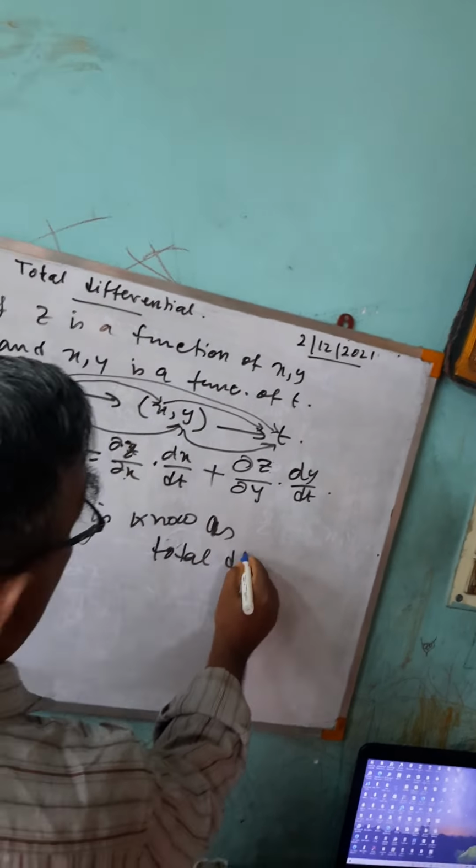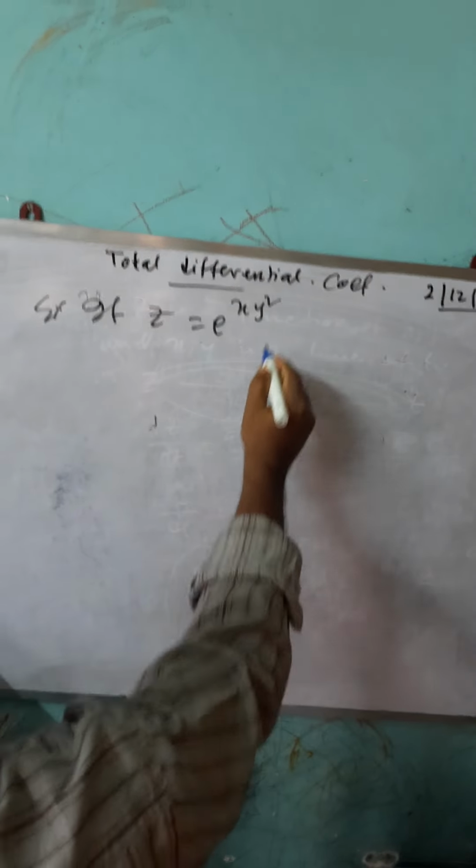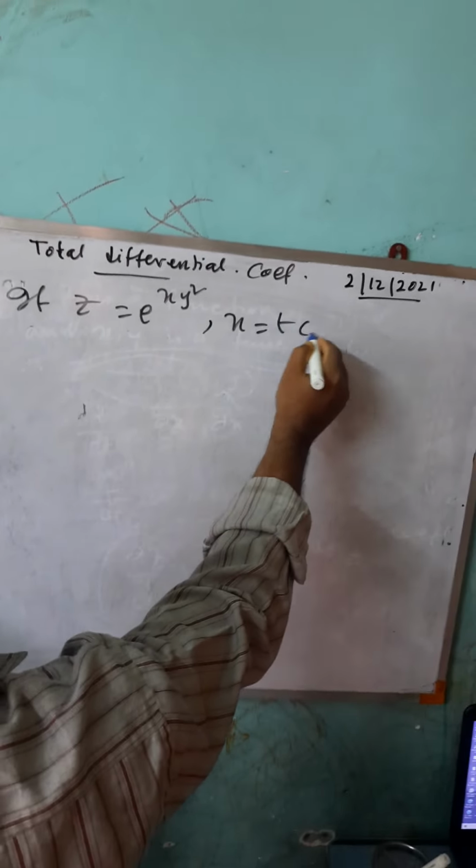Okay, I am taking one or two sums in this chapter, then you will understand clearly. Total differential coefficient of z. If I am taking one sum, just follow me. If z equal to e to the power xy squared, and x equal to t cos t, and y equal to t sin t.